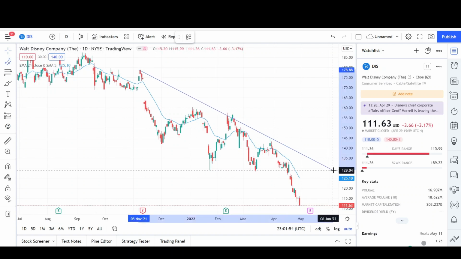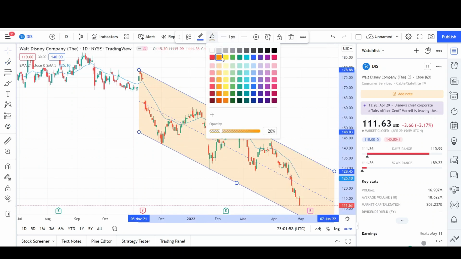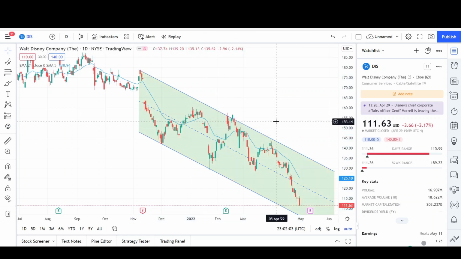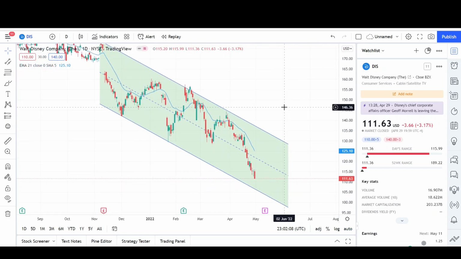So it looks like this downtrend channel is still in play. If I move it down, you can see that all these price bars are inside of it, and it looks like the price action is respecting it. I'm going to keep it green. So the channel helps me identify where prices are wanting to go.